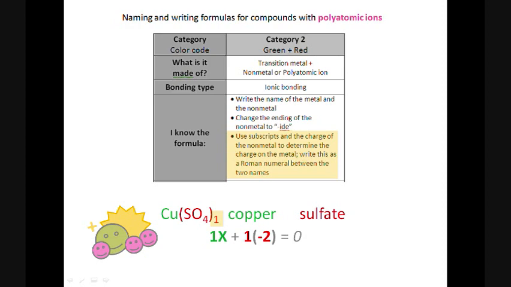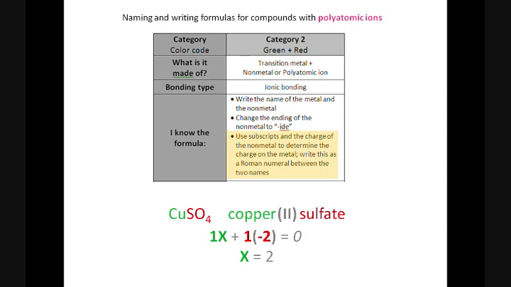Now that we've filled in what we already know, we can go ahead and solve for x. This equation tells us that x is equal to 2. That means the charge on copper here is positive 2. So we put the Roman numeral 2 in between copper and sulfate. So our final chemical name here is copper(II) sulfate.